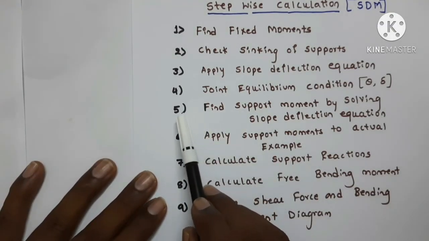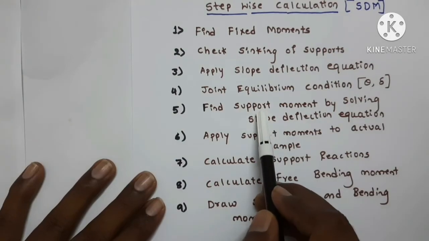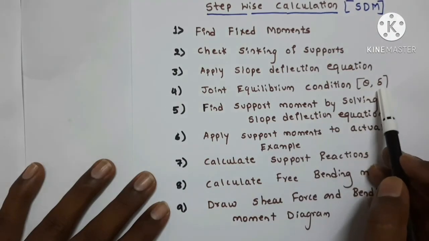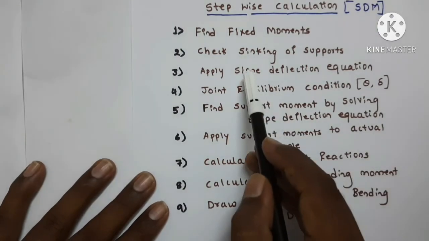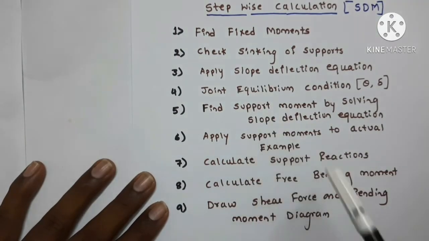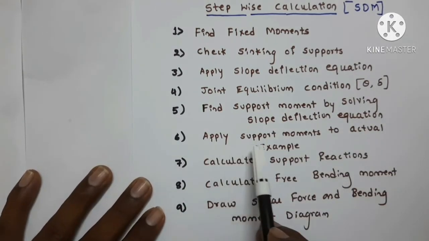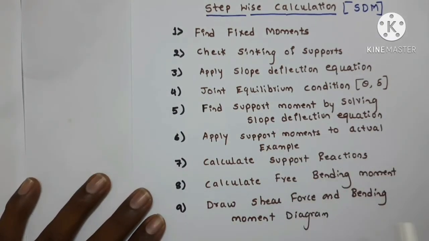And step 5 is to find the support moments by solving the slope deflection equations. This means, when we have calculated the joint equilibrium equations, we find theta or deflection. Whatever values of theta and deflection are calculated, we have to go back to our slope deflection equation once again and substitute the values of theta and deflections. So we will calculate the support moments. Then apply the support moments to our actual problem and show the support moments in the example.